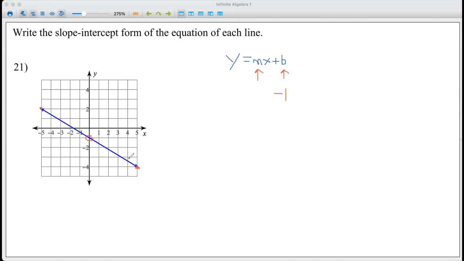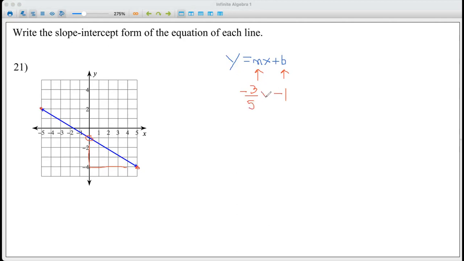I'm going to pick the y-intercept in this one. So it looks like we're going down 1, 2, 3. So the slope would be -3. That's your rise. And your run would be 1, 2, 3, 4, 5. So -3 over 5. That's my M.